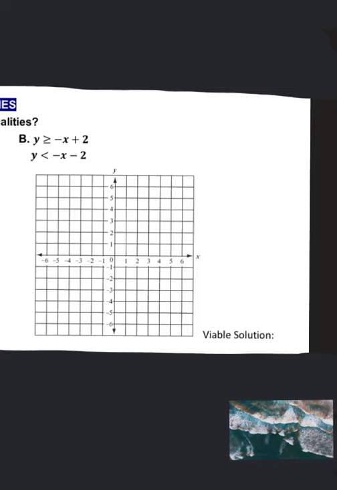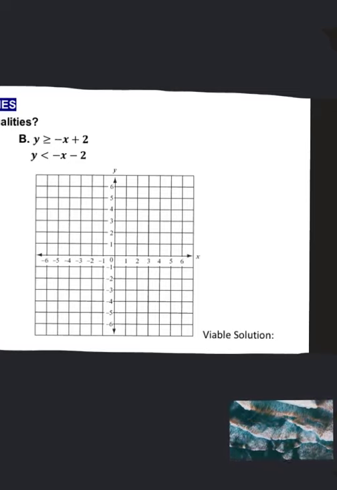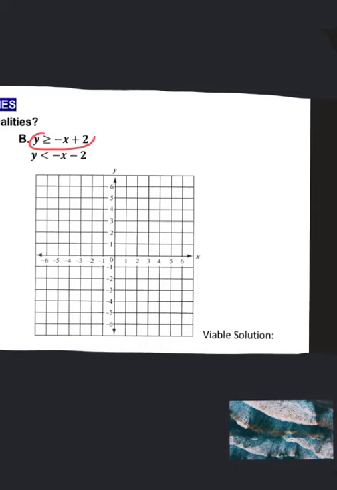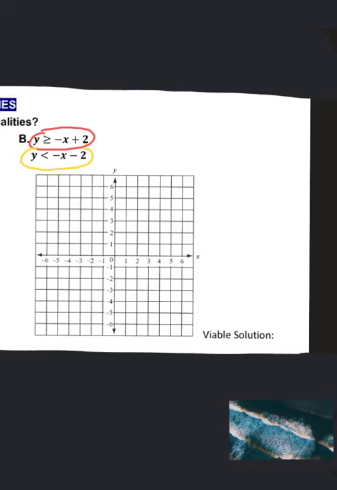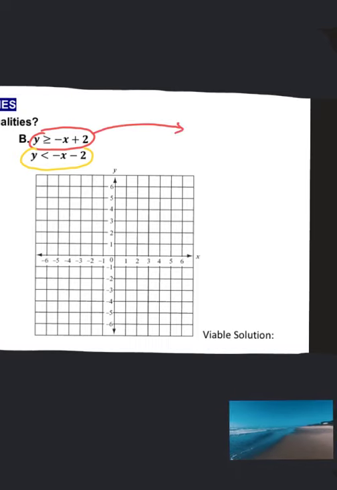Okay, part B. I'm going to make this first inequality red, and I'm going to make the second inequality yellow. So the first inequality is in slope-intercept form, so I'm going to use my M and my B to graph. My slope, there is an invisible 1 in front of it, so I'm going to put a -1/1. And then my y-intercept is 2.